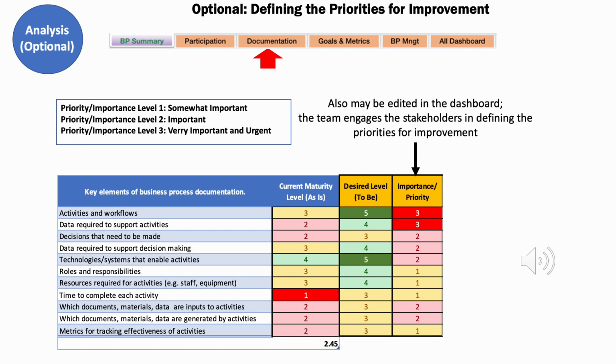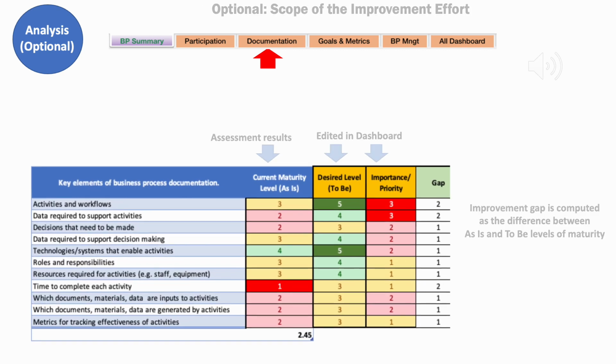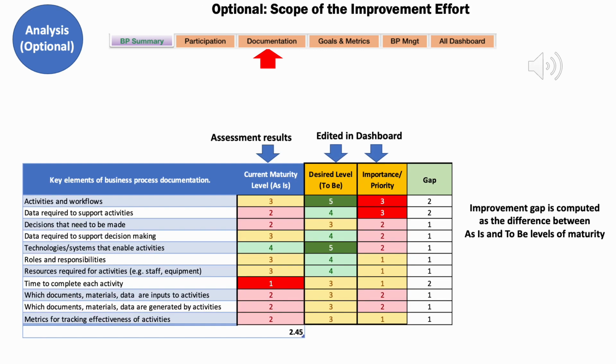Stakeholders should be engaged in defining the priorities for improvement. The improvement team enters this information into this column so that it may be used later for planning and scheduling improvement activities. The gap column is calculated as the difference between the as-is and to-be levels of maturity.